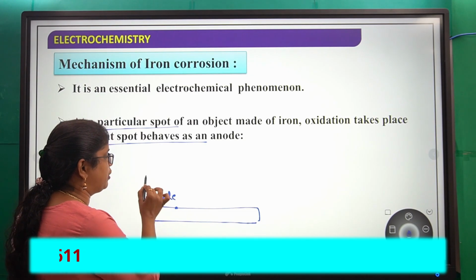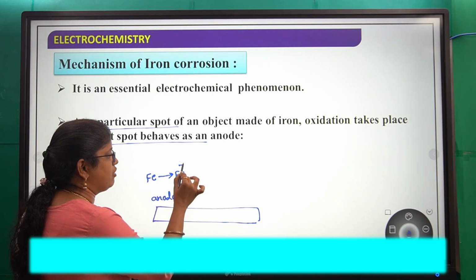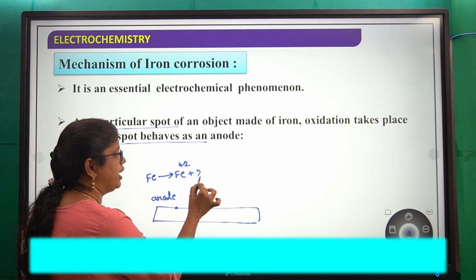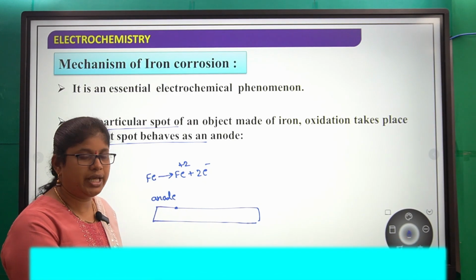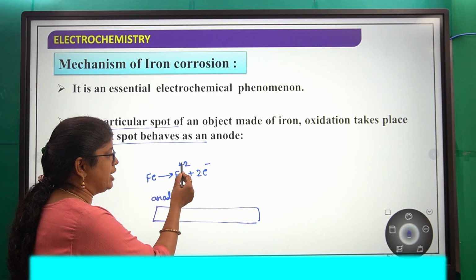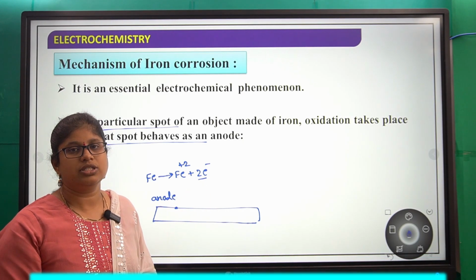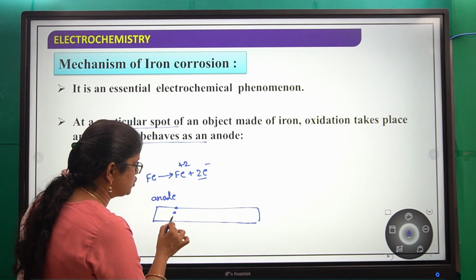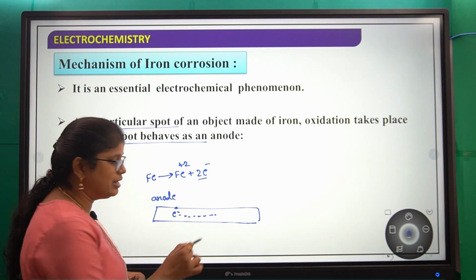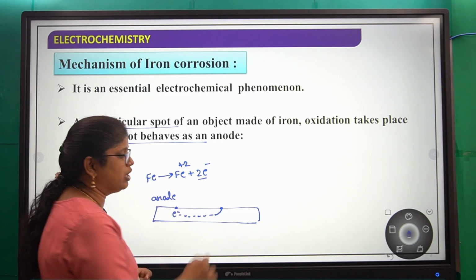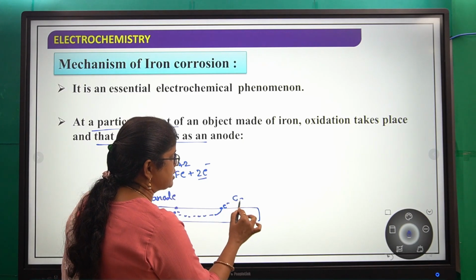Now at this spot, what happens? Iron oxidizes, that means it converts to Fe2+ and releases 2 electrons. So at this anode, iron converts to Fe2+ by donating 2 electrons. We know these electrons are always moving. So the electrons released at this spot will move along the iron rod and reach another spot. This other spot acts as the cathode.